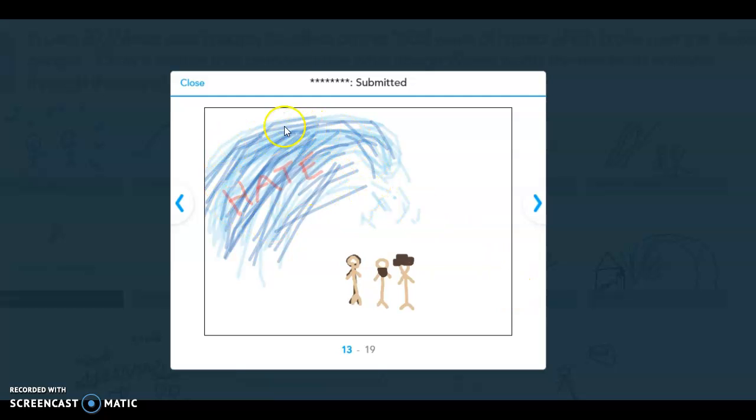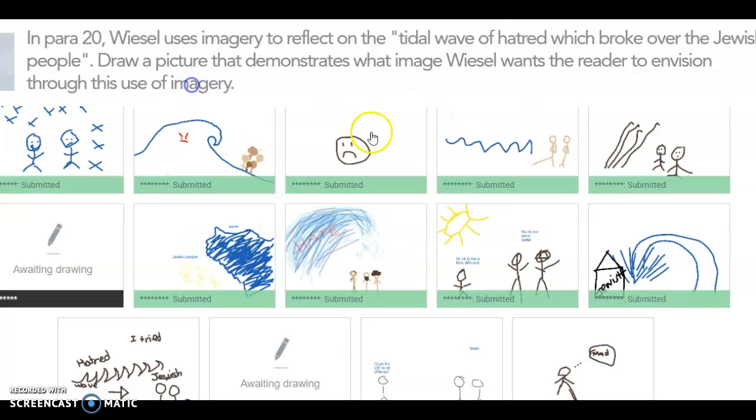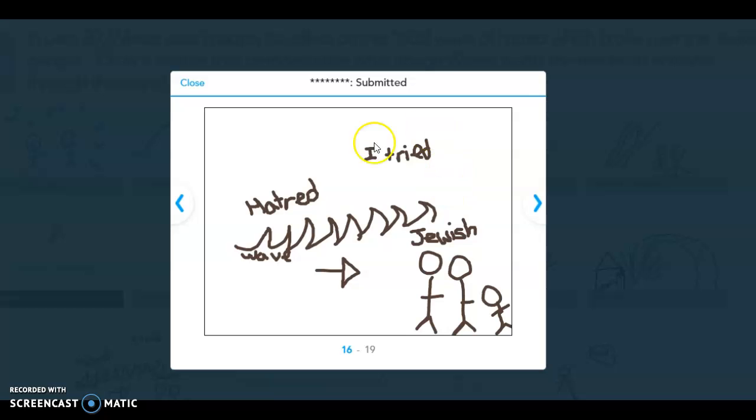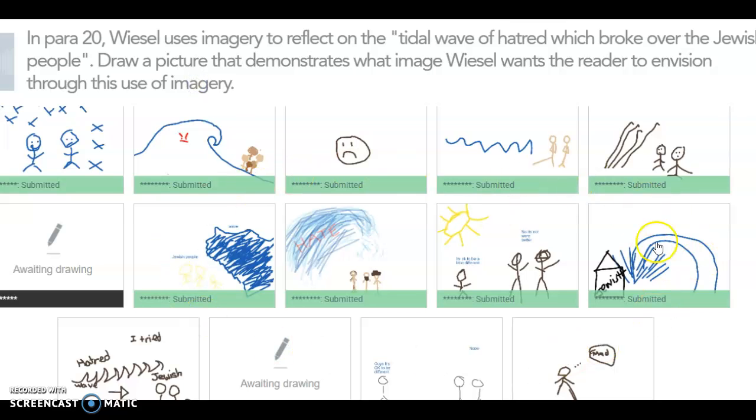So this person drew the tidal wave spilling over the Jewish people and put the hate in the tidal wave. So that was a really nice visual of what came to mind, because imagery is supposed to paint a picture in your mind, or as I say, use strong language to connect to your senses. I like this one. I tried. Yes, you did. So hatred is a wave coming over the Jewish people. And you see everything is very similar for what you guys came up with in your pictures.